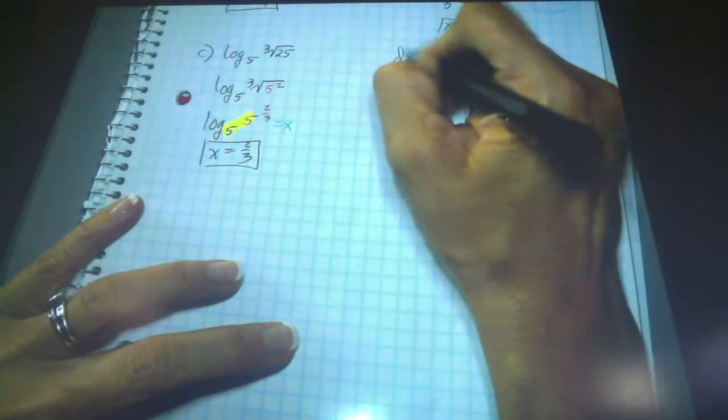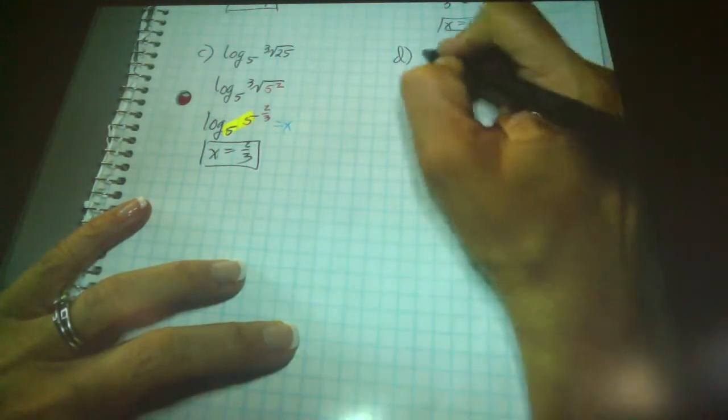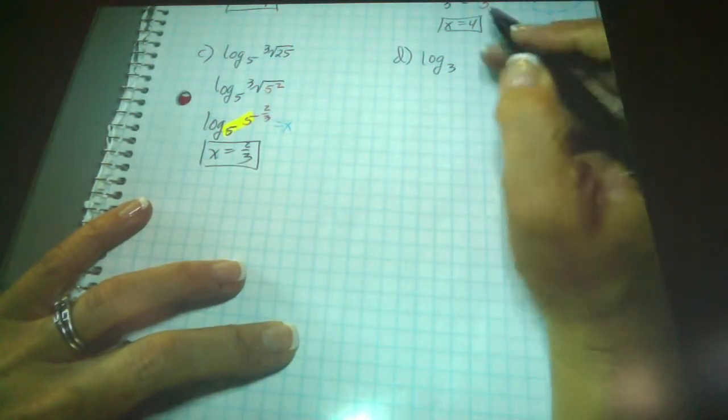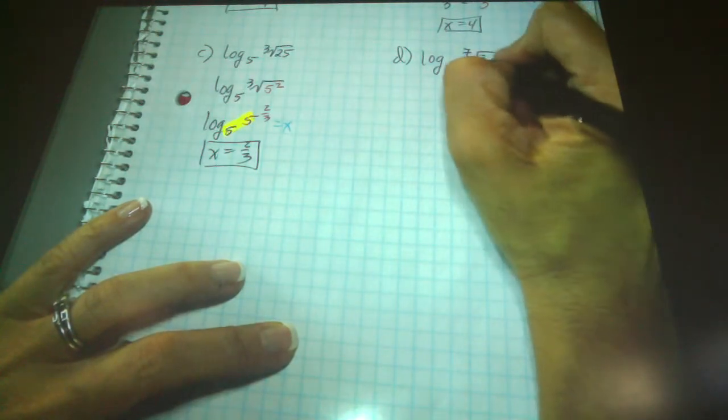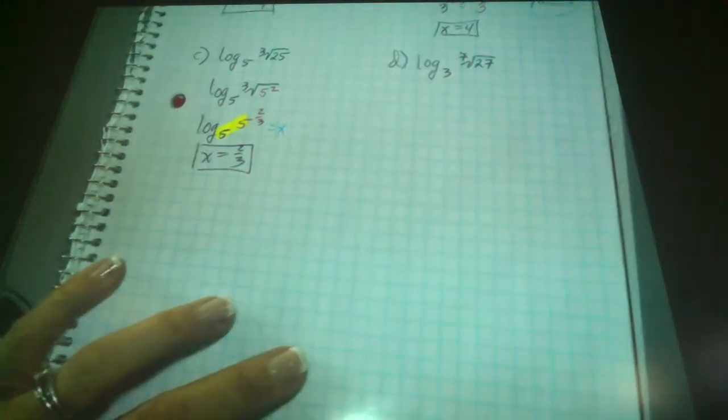So you try this one just to double check, make sure everybody understands what's going on. Log base 3 of the 7th root of 27. Don't let a 7th root bother you, it doesn't matter. So see if you can convert 27 to a base of 3, because that's the base of your log. Try to use those properties. Much easier that way.